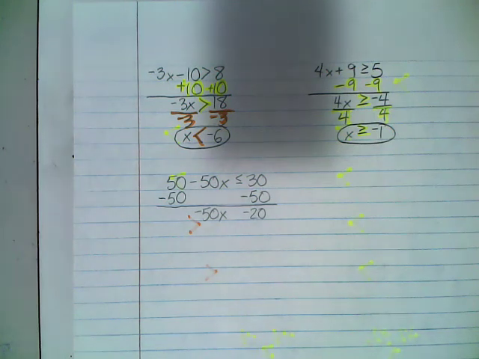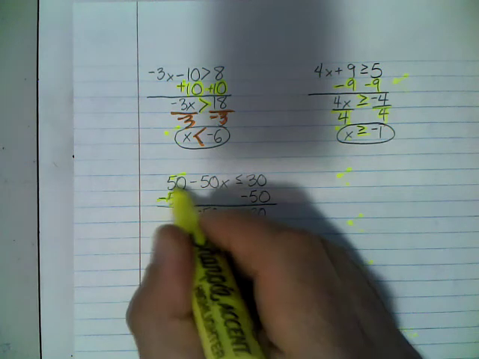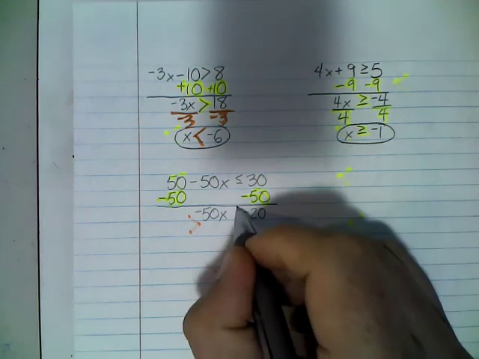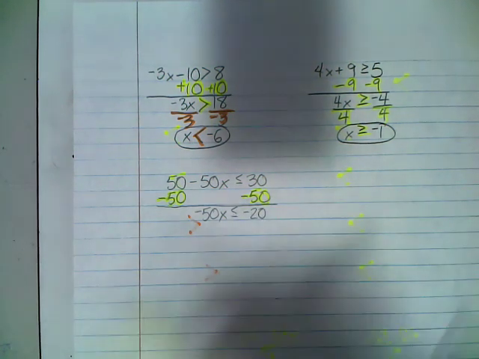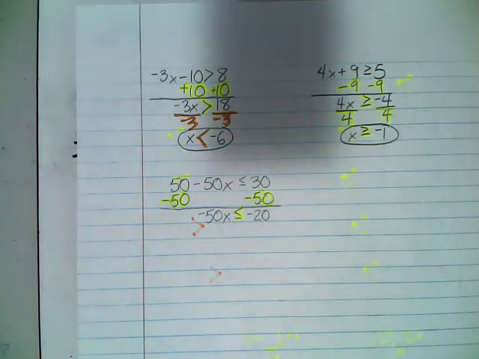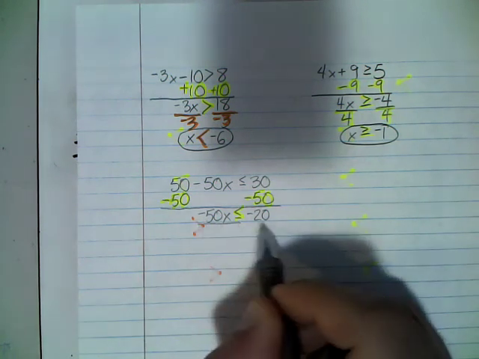Well, what kind of sign? Well, remember, subtraction, it doesn't matter what we subtract on both sides. The inequality will always stay the same with subtraction. So it's still going to be less than or equal to. Now if we finish it off, to cancel out my negative 50 I'm multiplying by, we will have to divide both sides by a negative 50.